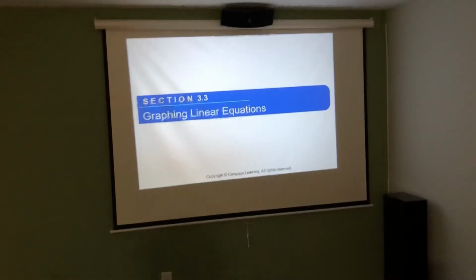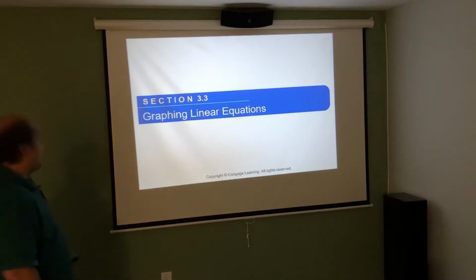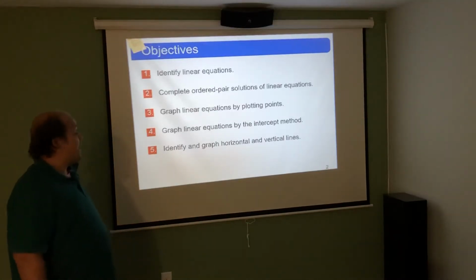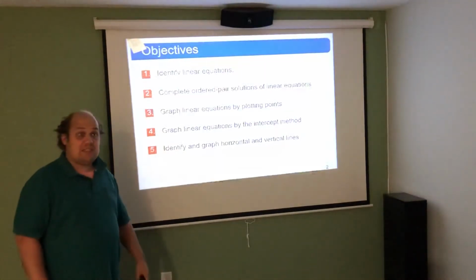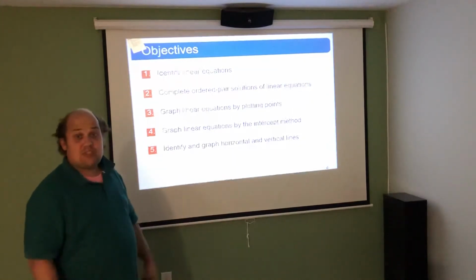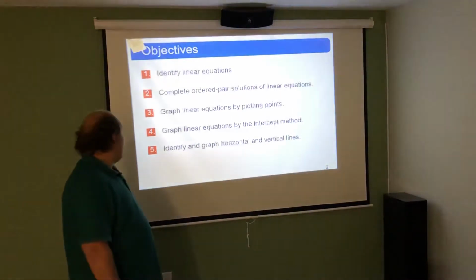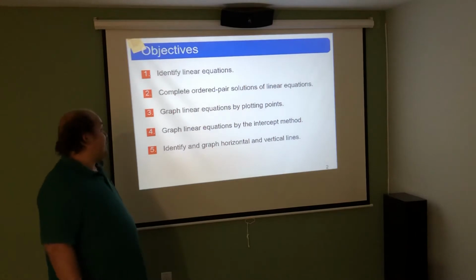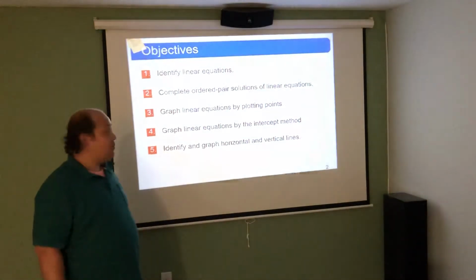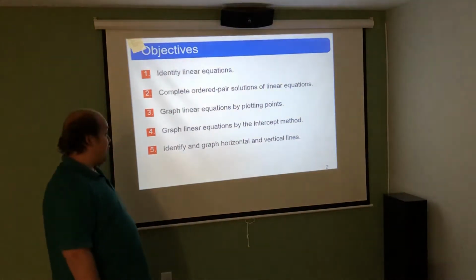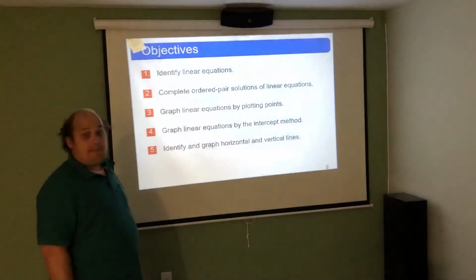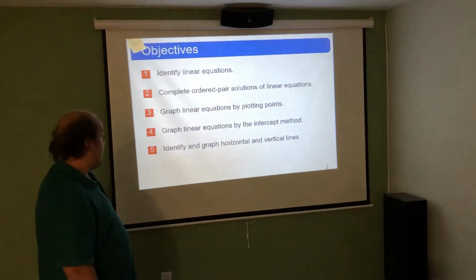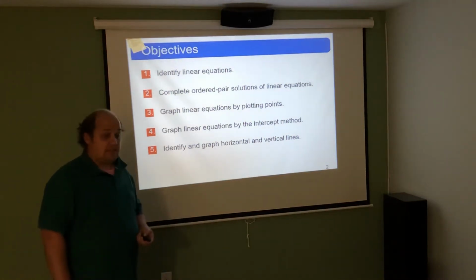Section 3.3 is called graphing linear equations, which is the overall idea of this whole unit. In this, we're going to be able to identify linear equations, say what makes something linear versus cubic or quadratic. We're going to be able to complete ordered pair solutions of linear equations, which we've done a little bit in the past. We're going to graph linear equations by plotting points, graph linear equations by the intercept method, and finally identify and graph horizontal and vertical lines.